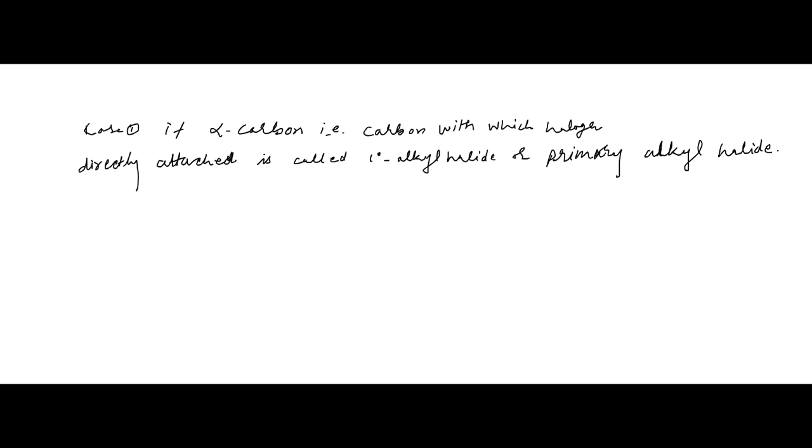So done. So what is the case one? They are giving the simplifying with the word. If alpha carbon means carbon with which halogen is directly attached, is called 1-degree alkyl halide. Example, here we are talking about Cl. Here it can be H, H, H. Okay.